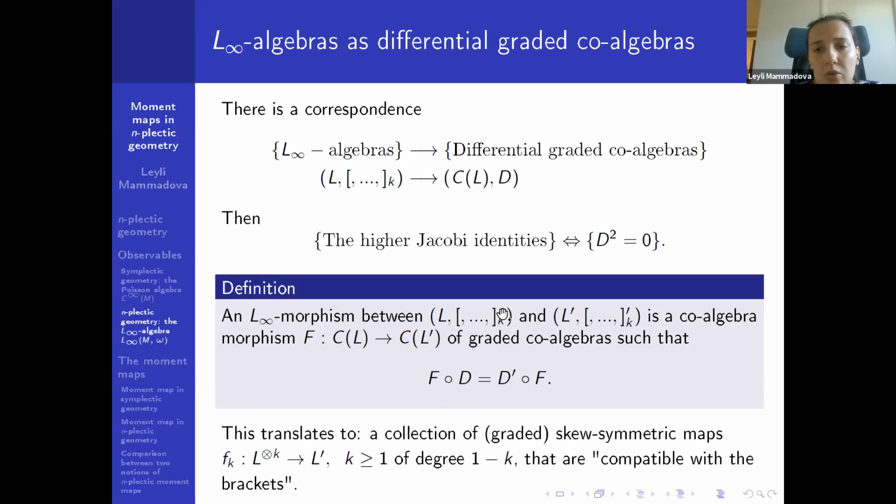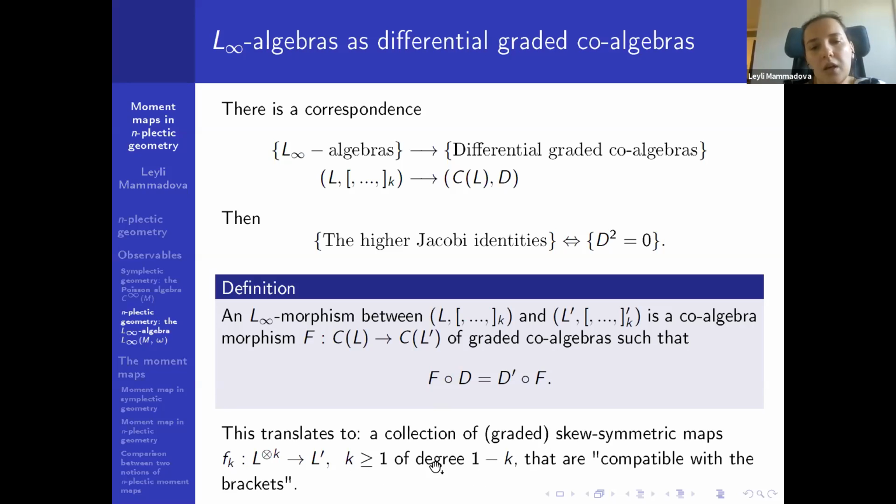So this also translates into the following. A morphism between two L-infinity algebras corresponds to a collection of graded skew-symmetric maps, each from the k-fold tensor product of L to L prime. The degree of each map is 1 minus k. So again, the first map is degree 0 and so on. And they are in some sense compatible with the brackets.